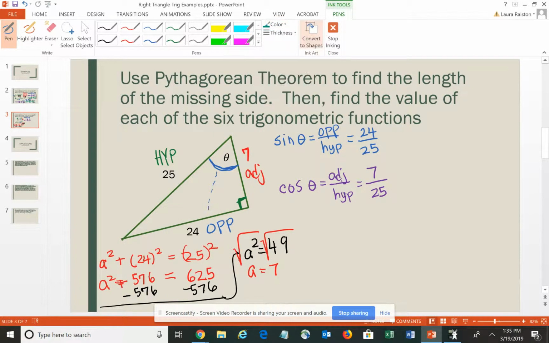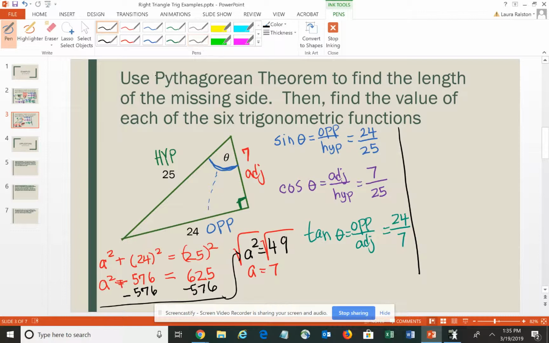Then I have tangent. Tangent of theta is opposite over adjacent. So I have 24 over 7. And again, that particular fraction does not simplify, so I leave it alone. And remember then that, and it may help you to write these side by side, the other 3 are the reciprocals of the first.